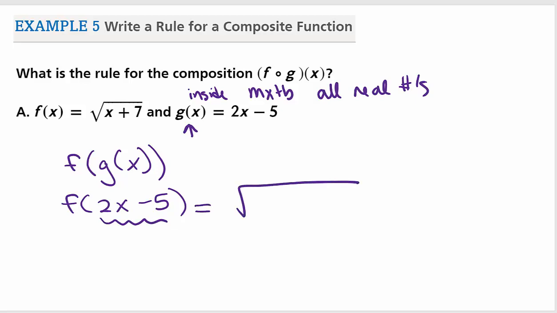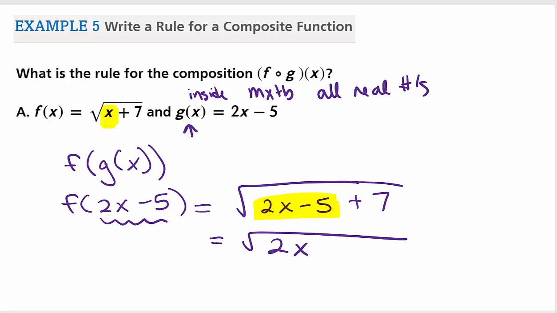So we have the radical, and then plus 7. So notice that in our f function, this x has been replaced with g, and g is 2x minus 5. And then I'm going to simplify. So we get 2x plus 2.